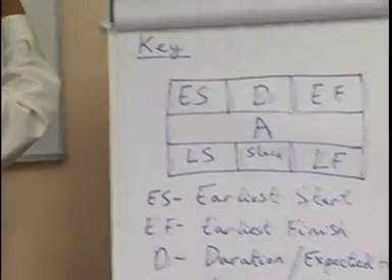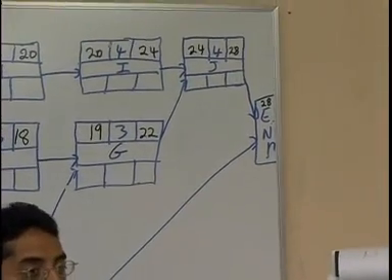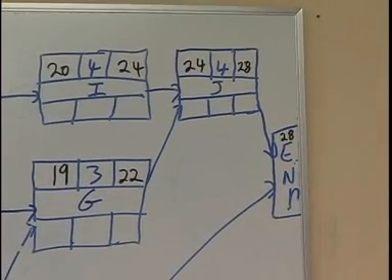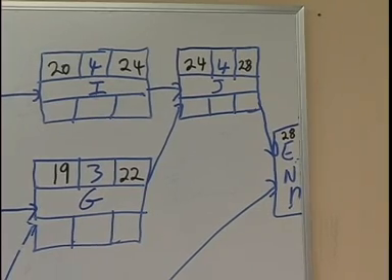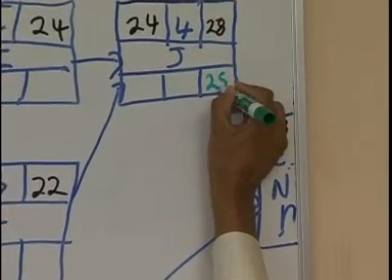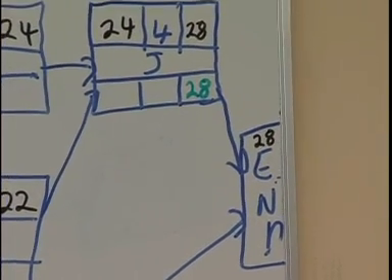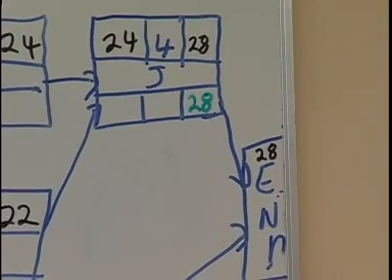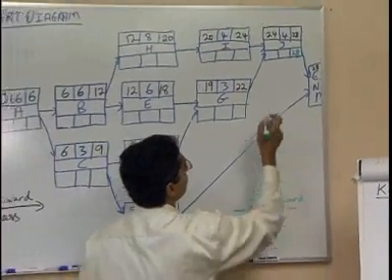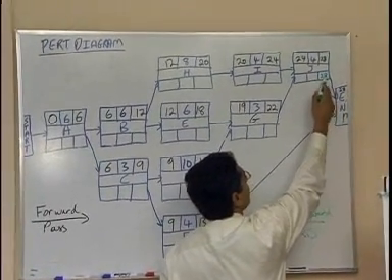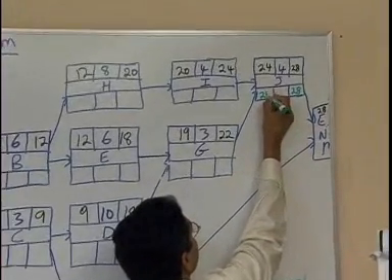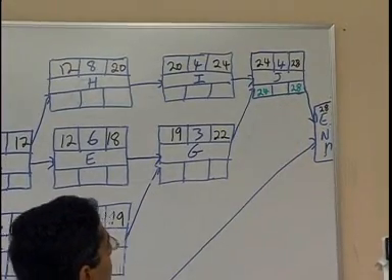So, what is the latest finish for J that would still allow the project to finish on the 28th day? The latest finish for J would be what is coming from here, 28. That is the latest finish time for J that the project could still be completed on the 28th day. So now we go backwards, right? 28 minus 4 would give us the latest start, which is 24. Now we go backwards. So it's J and I.